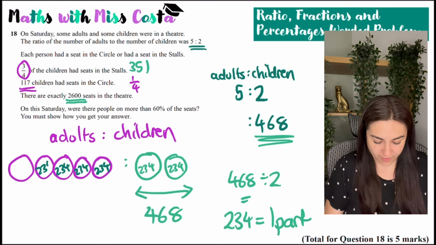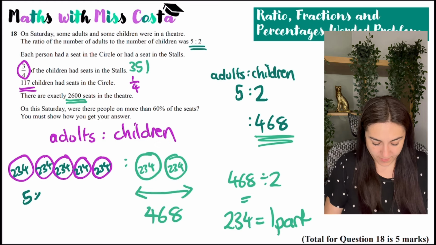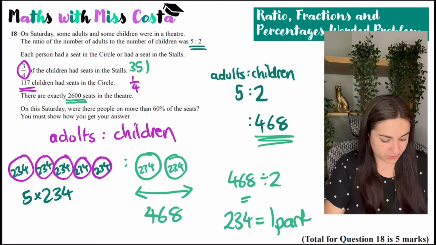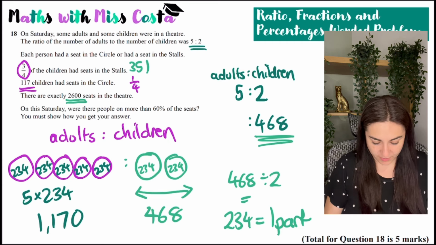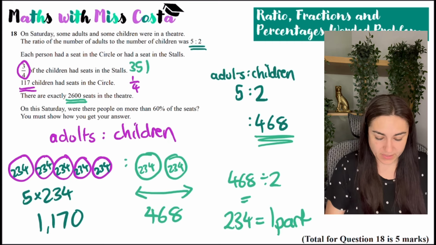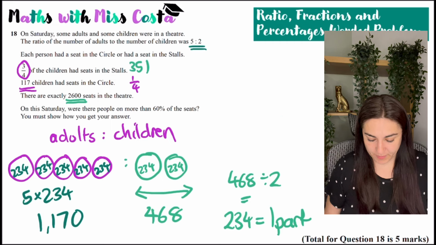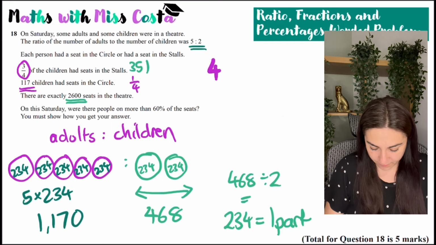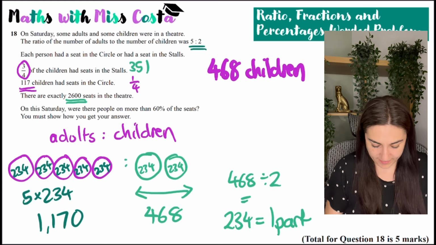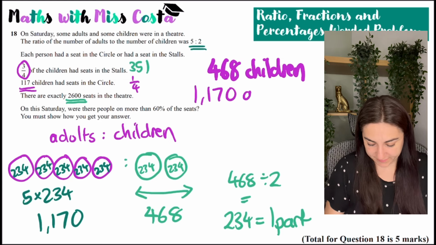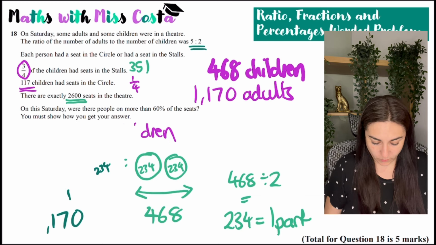So if I've got 5 parts that are worth 234, I can do 5 times 234 to work out the total amount of adults, which is 1,170. So now I've got some key pieces of information. I know in total there are 468 children and that there are 1,170 adults. So in total, how many people were there?